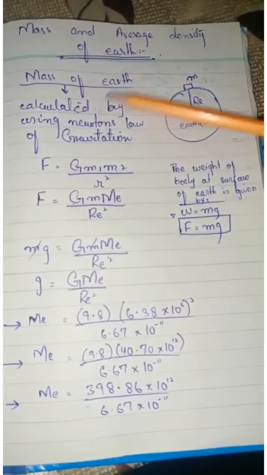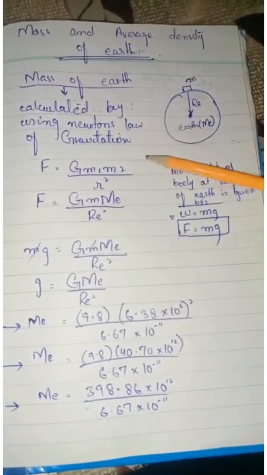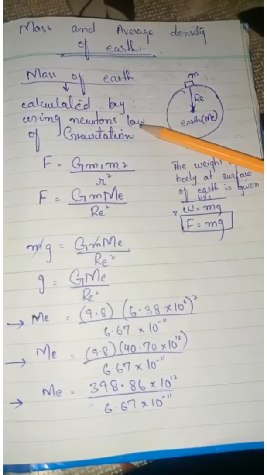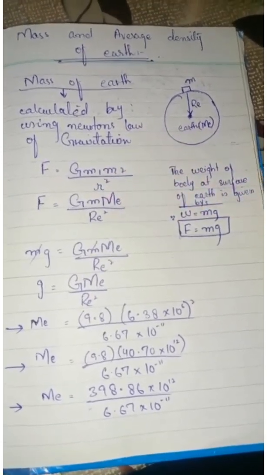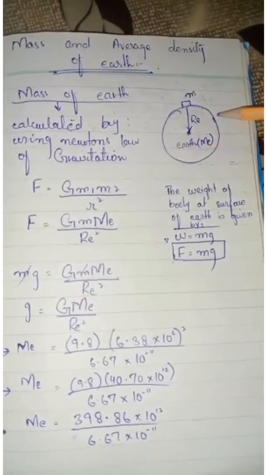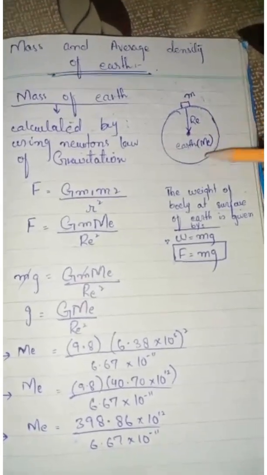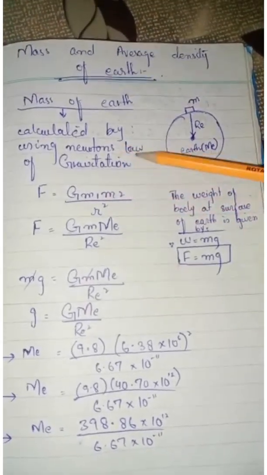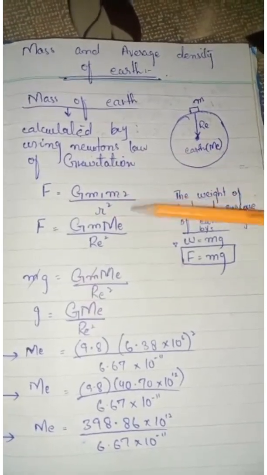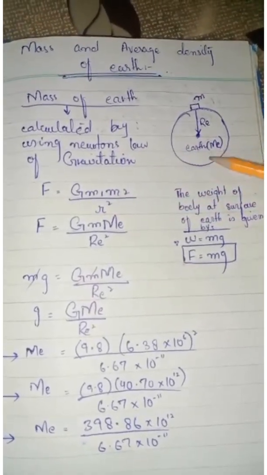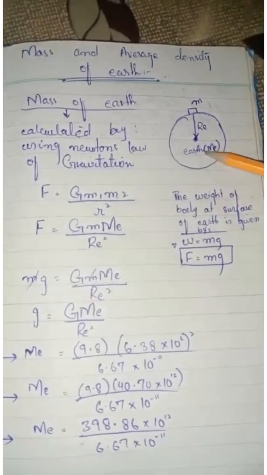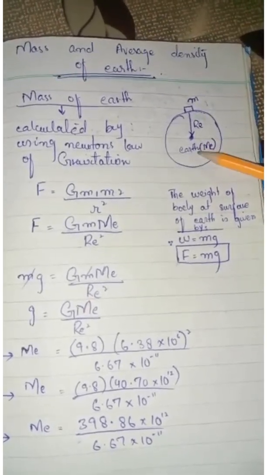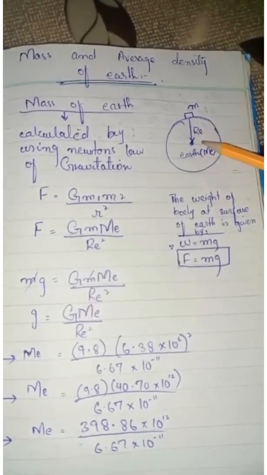Mass of Earth is calculated by using Newton's law of gravitation. What is Newton's law of gravitation? That is, force is equal to G m1 m2 upon r square. Suppose there are two masses in Newton's law of gravitation, m1 and m2. One mass is the mass of Earth, that we are representing by Me, and the distance between the center of Earth and the surface of the Earth is the radius.